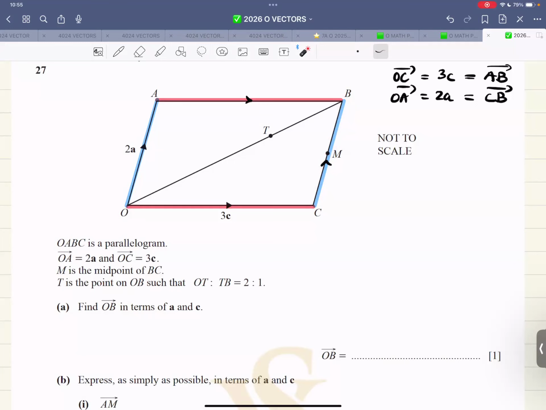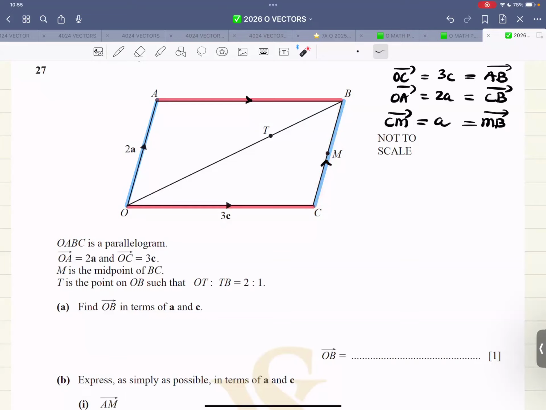M is the midpoint of BC. Let me just write it because we are learning at this moment, there is no hurry. If someone is asking for CM, that should only be A, and MB should only be A because we are going halfway. C till M, that is A. M till B, that is A.